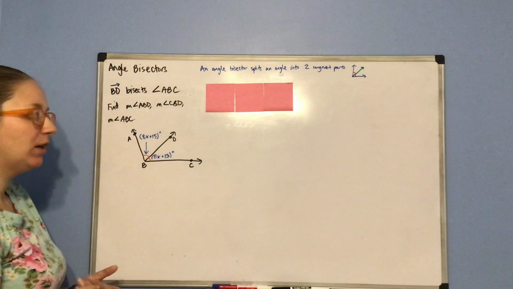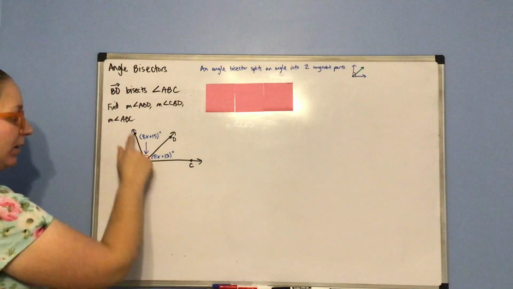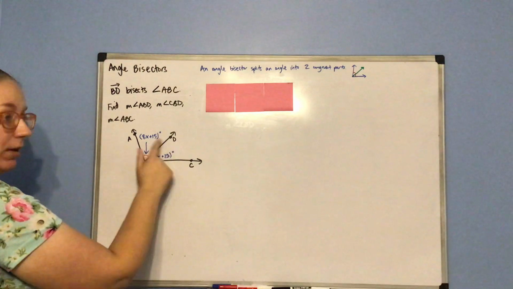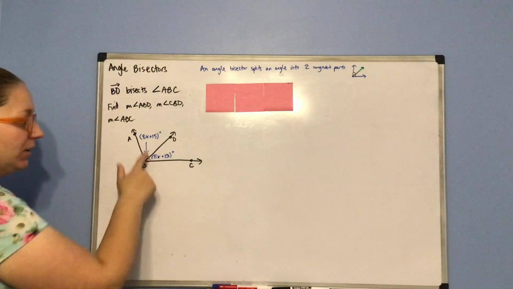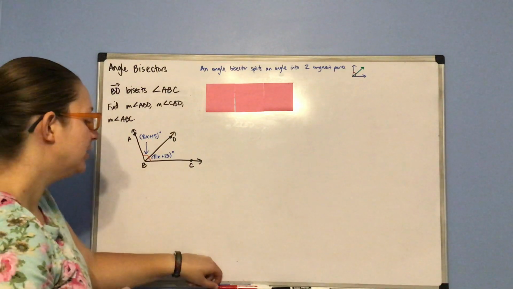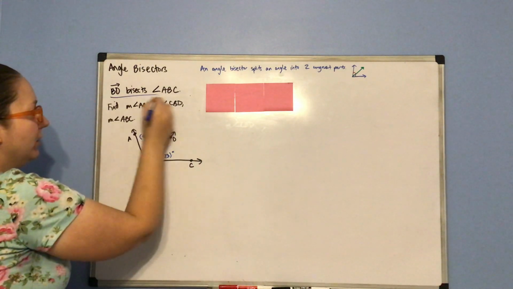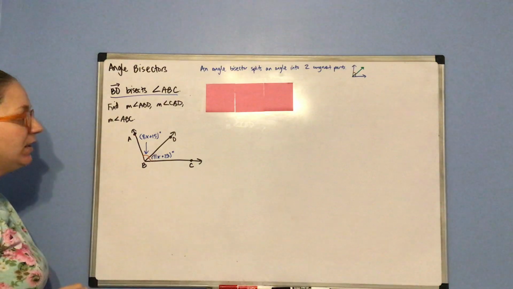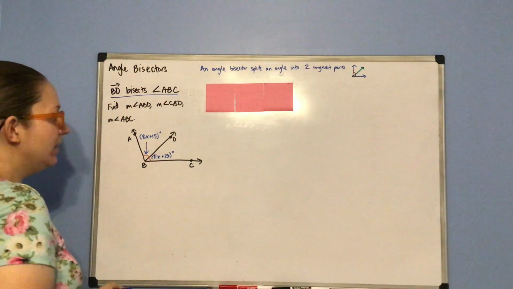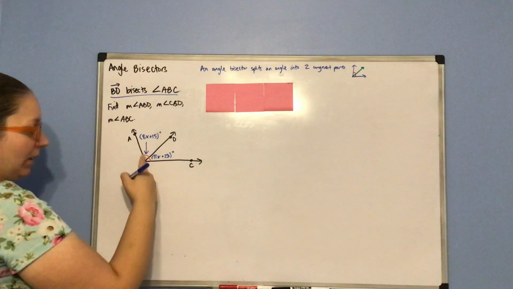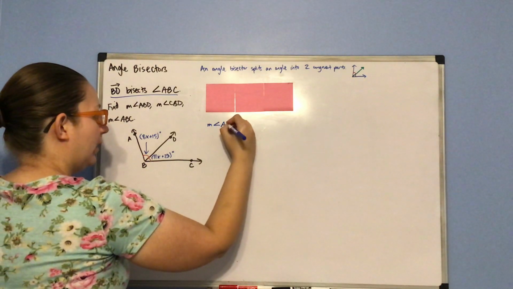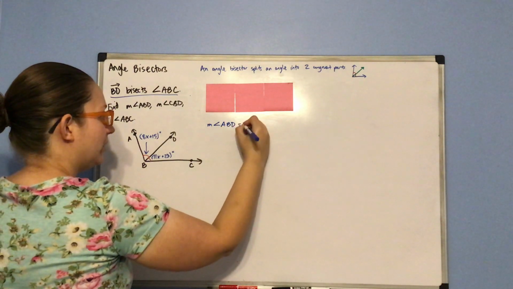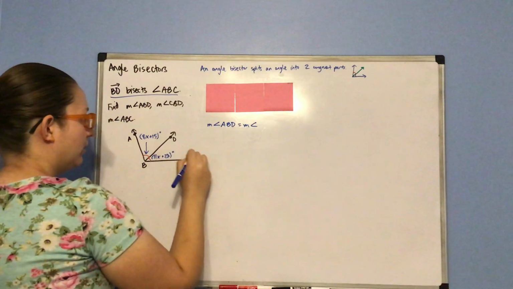So the other ones we started with the angle addition postulate, the big angle equals the two smaller angles added together. However, that's not going to help us very much because we don't know what x is. So we're going to use this fact first. Since ray BD bisects angle ABC, that means exactly what I have marked here. The measure of angle ABD is going to be equal to the measure of angle CBD.